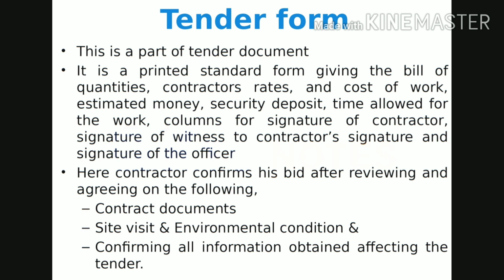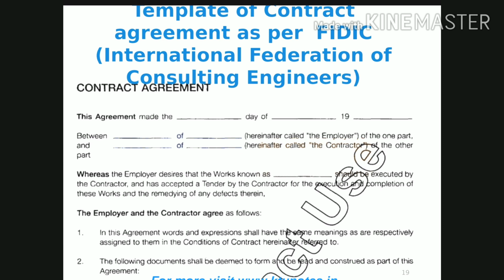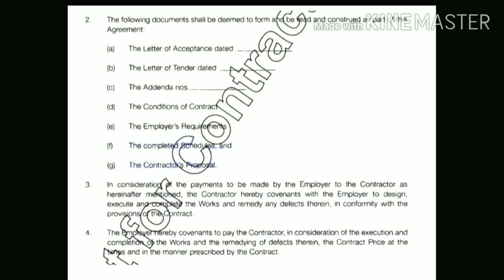Here, the contractor confirms his bid after reviewing and agreeing on the contract documents, site visit and environmental conditions, and confirming all the information obtained affecting the tender. A sample tender form is shown here. Please go through this.